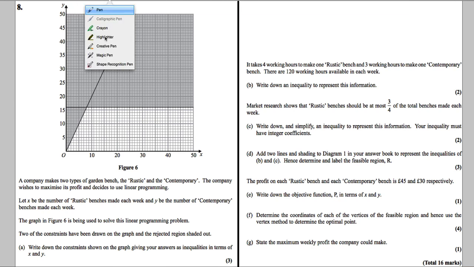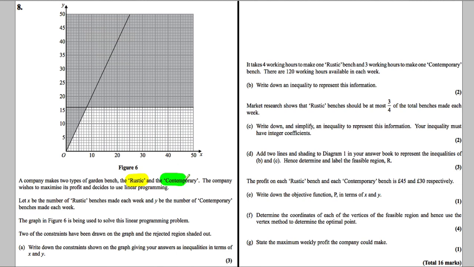Okay, this question is question 8, and it says a company wishes to make two types of garden bench, the rustic and the contemporary. The company wishes to maximize its profit, so we're going to maximize profit, and decides to use linear programming. Let X be the number of rustic benches made in a week, and let Y be the number of contemporary benches. The graph in figure 6 is being used to solve this linear programming problem.